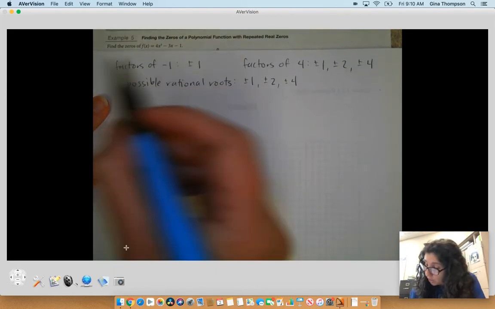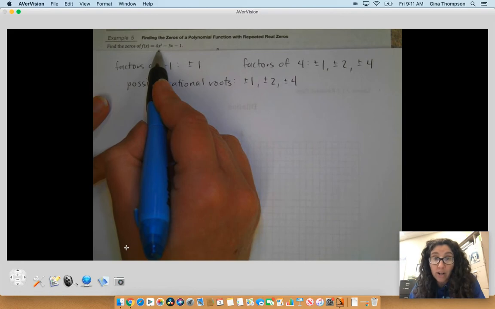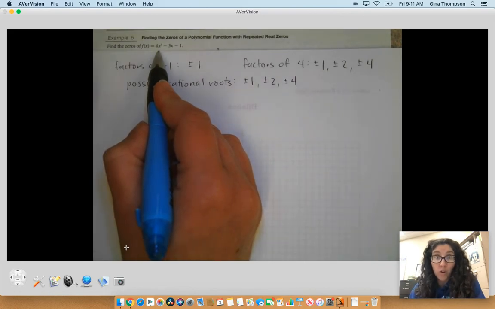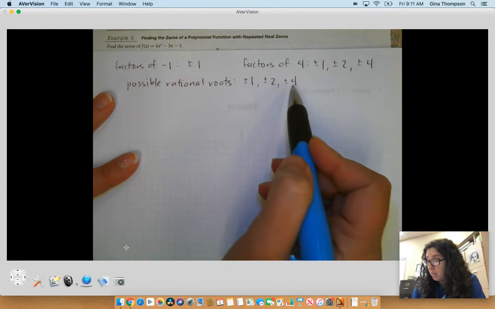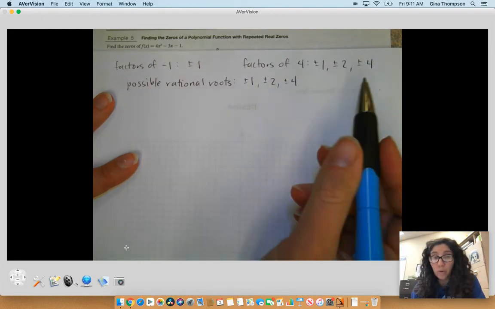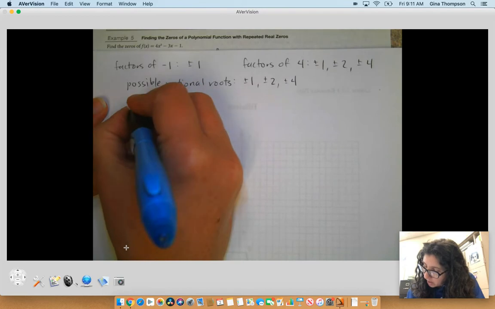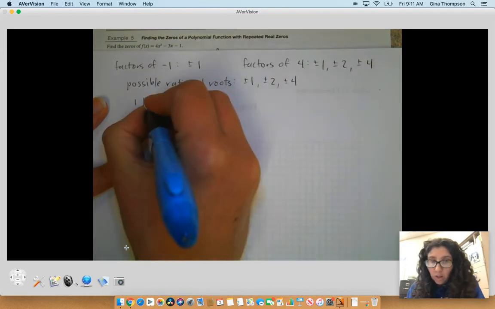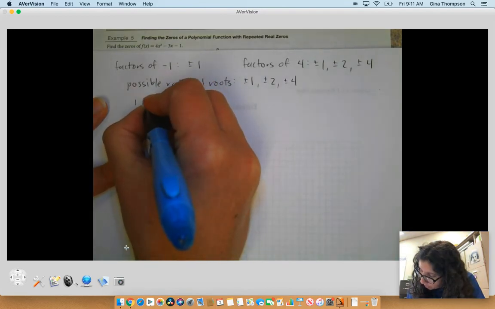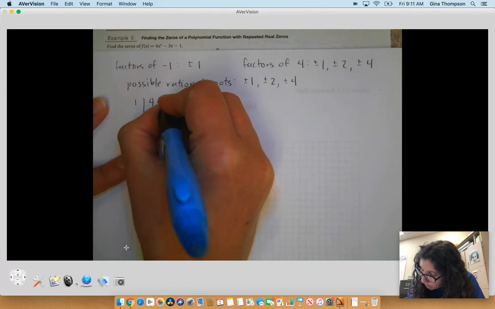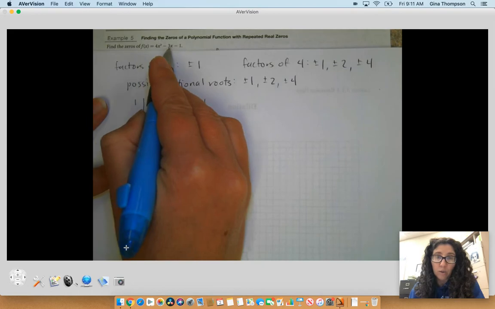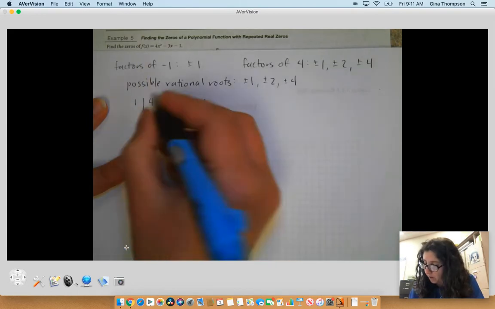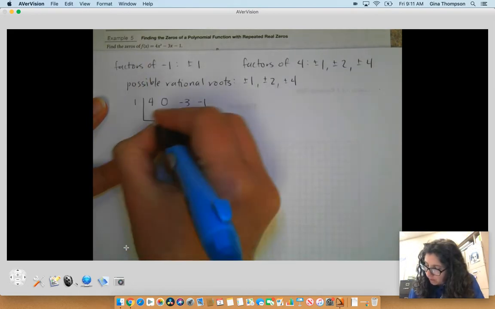Okay, this is a cubic, so if we find just one rational root, then we've got a quadratic and we're good, right? So we've got to just test these out, and hopefully one of them works for us. So we'll use synthetic division. So the coefficients are 4, 0, -3, -1, right? Don't forget the 0 because we're missing an x squared term. Got to have that there. So we bring that down.